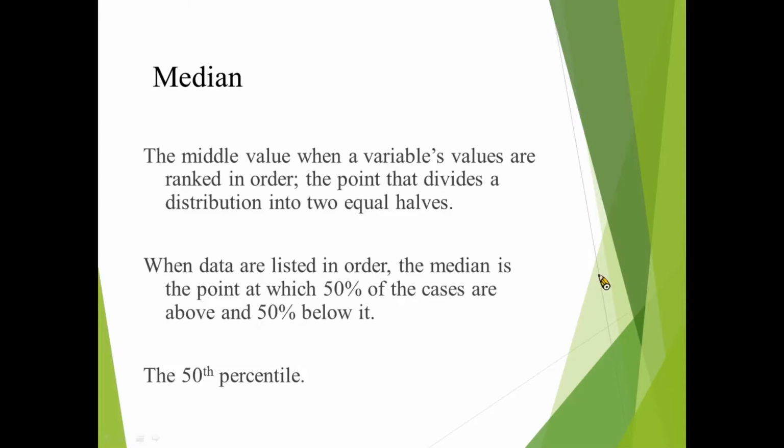The median is the middle value when the variable values are ranked in order, the point that divides a distribution into two equal halves. When data are listed in order, the median is the point at which 50% of the cases are above and 50% below it. So this is the 50th percentile, because it is half and half.